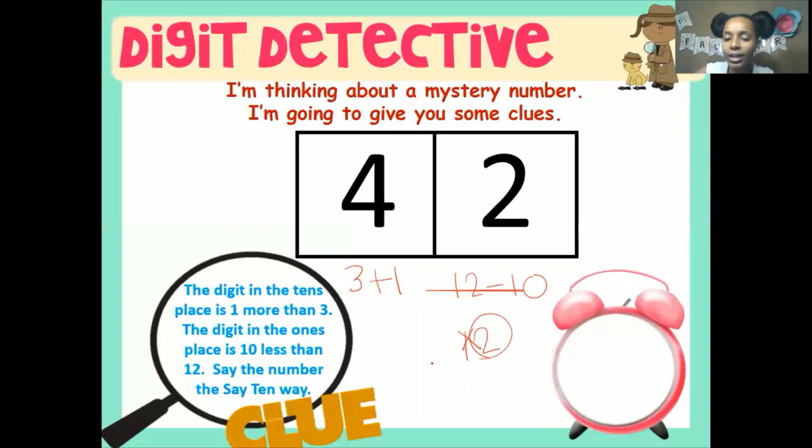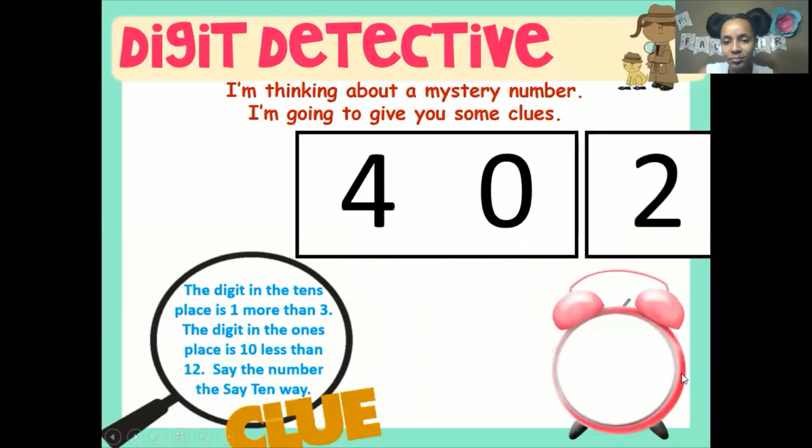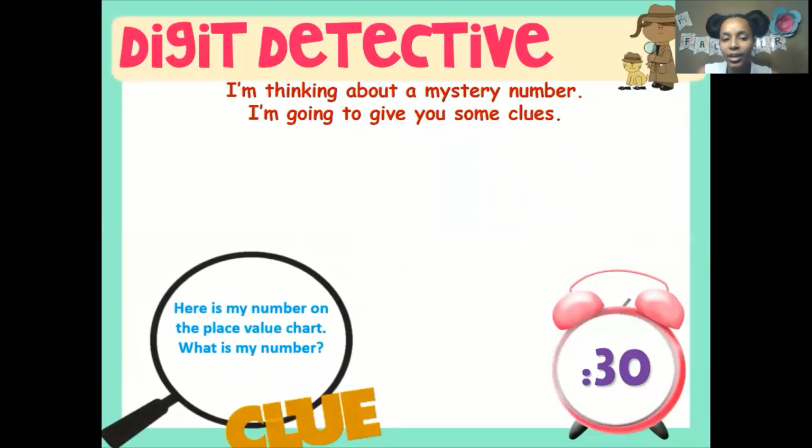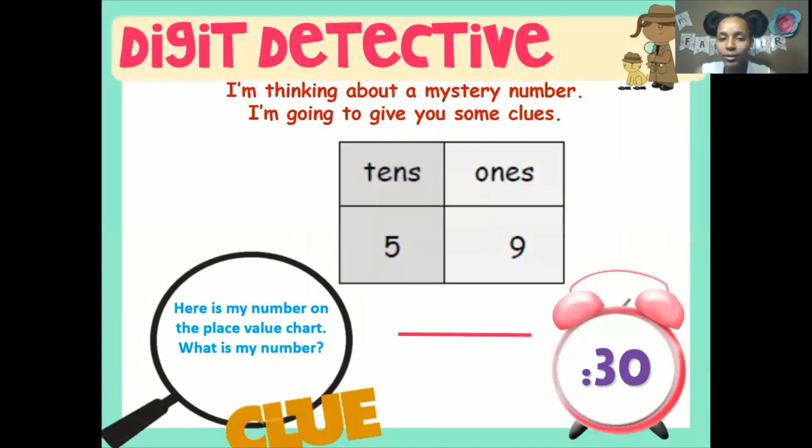So there's many different strategies you could have used to solve that problem. How do we say this number the say 10 way? Shout it out. Right, 4 tens 2. All right, let's see if you can get the next one. Here's my clue. Here's my number on the place value chart. What is my number? Go.